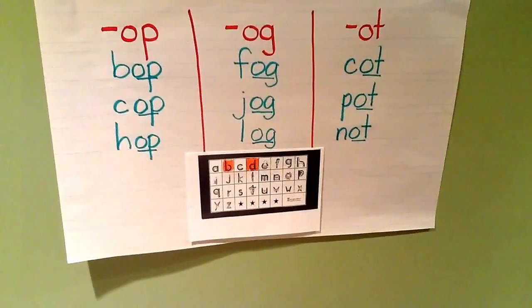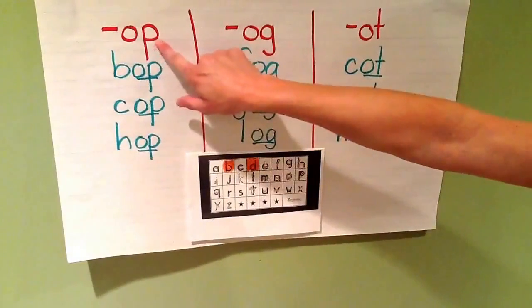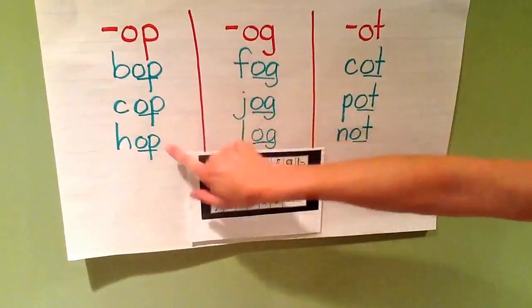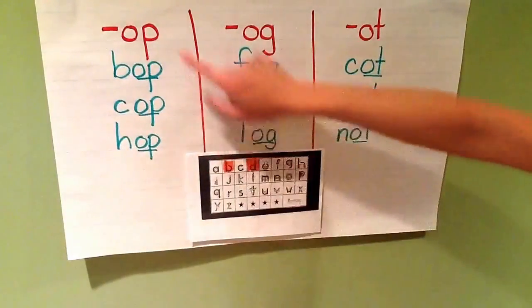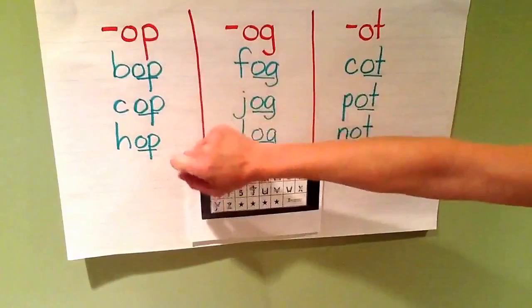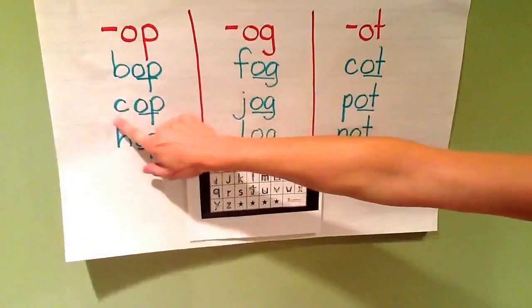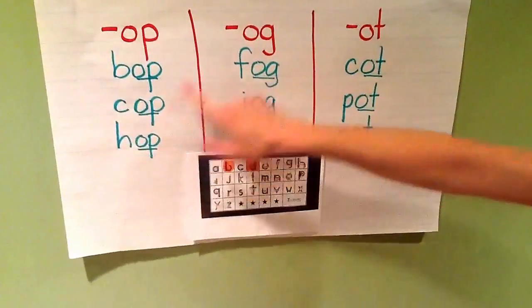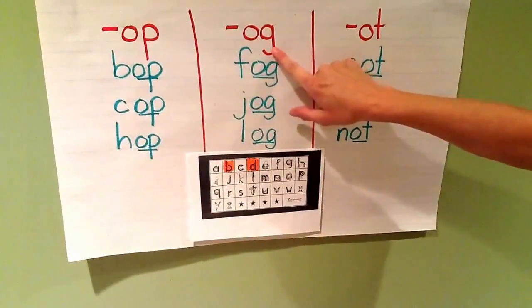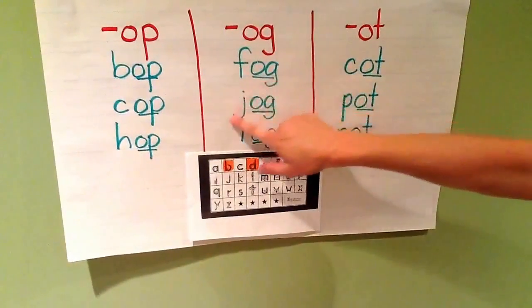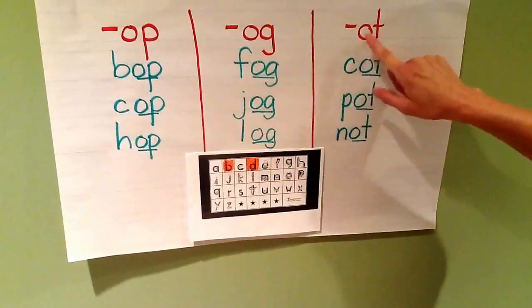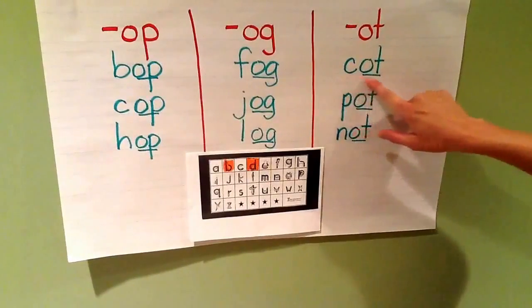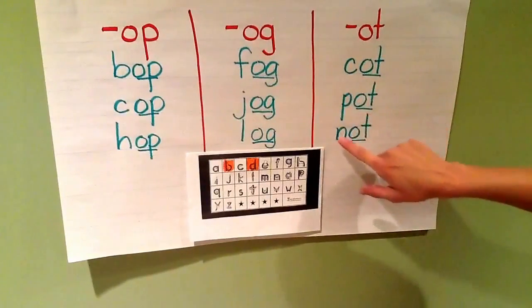Boys and girls, today we worked on the short O word families. We learned that by knowing a word family, it helps us write and read new words. Help me read these words one last time. By knowing op, it helps us with the words bop, cop, hop. By knowing og, it helps us with fog, jog, log. By knowing ot, it helps us with the words cot, pot, and not.